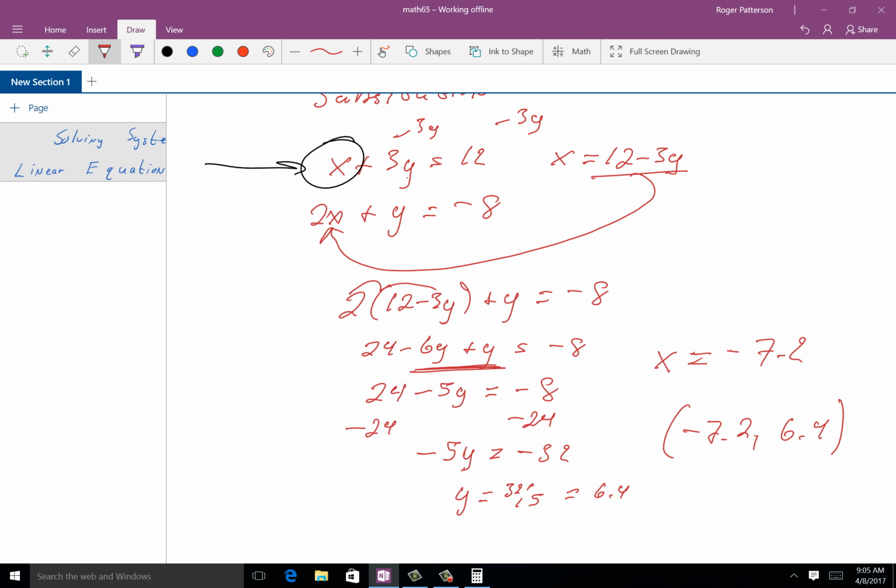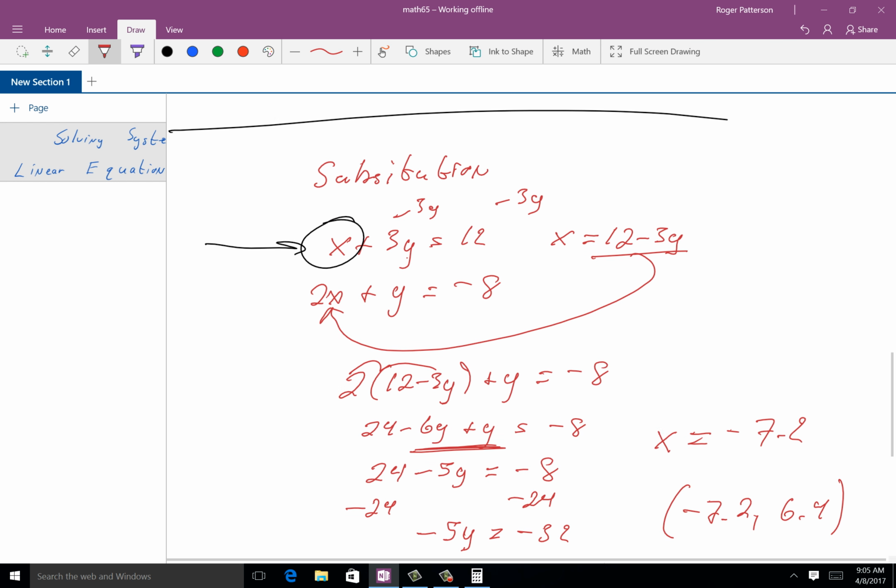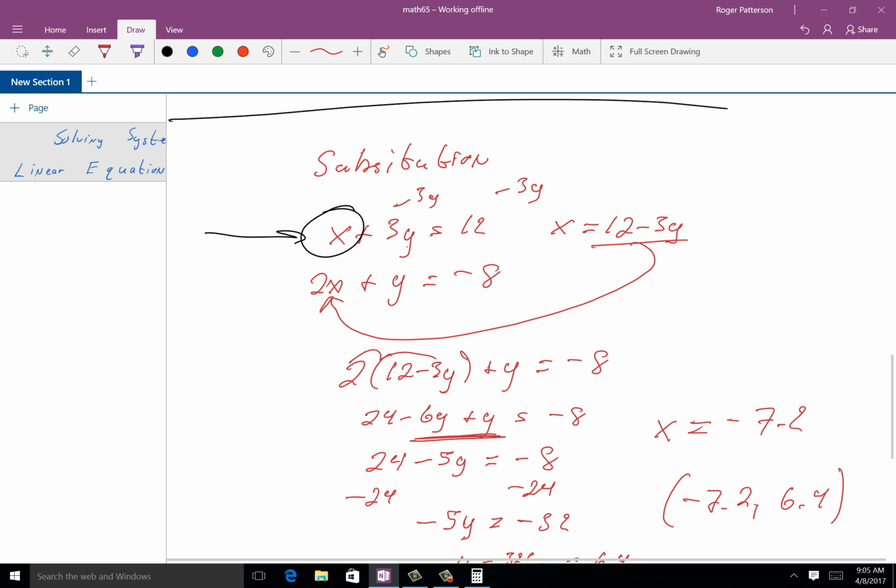And the beauty of it is, if this is me and I'm doing this next week on my quiz, or in a few weeks on a test, what I'm going to do is go into Desmos and graph those equations and figure out where they cross. And if they cross at negative 7.2, 6.4, I got it right. Okay, so I'm going to do that. Oh, first though, I got to solve these for y.